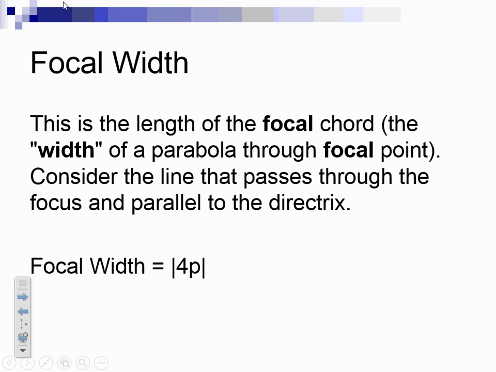All right, this is not in your guided notes, but make sure you get this down. This is very important. This is how we're going to graph our parabolas. It's called the focal width. This is the length of the focal chord. It's the width of the parabola through the focal point. Consider this to be the line that passes through the focus and is parallel to the directrix. This is how we're going to find our focal width. It's going to be the absolute value of 4 times p.